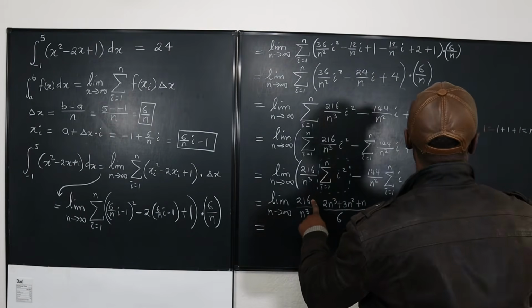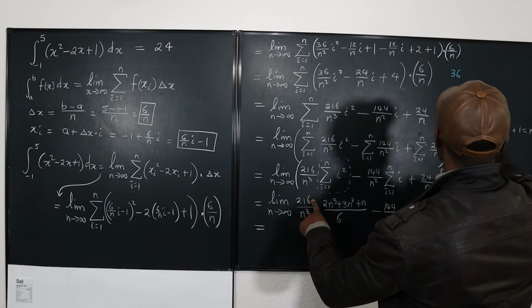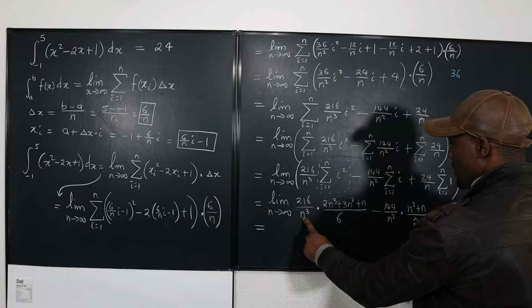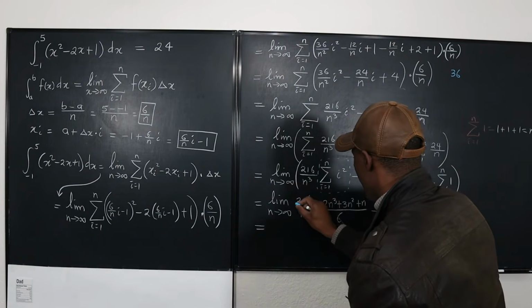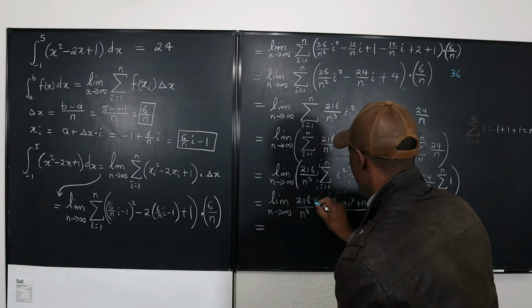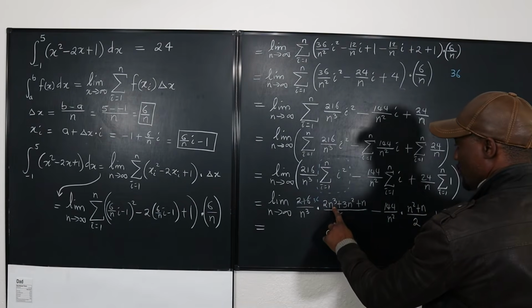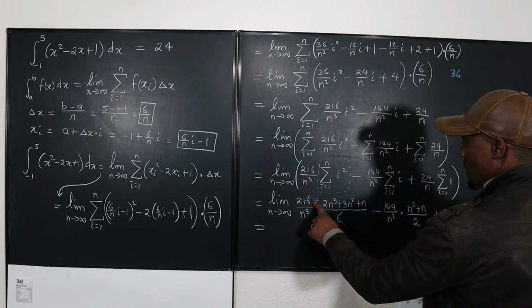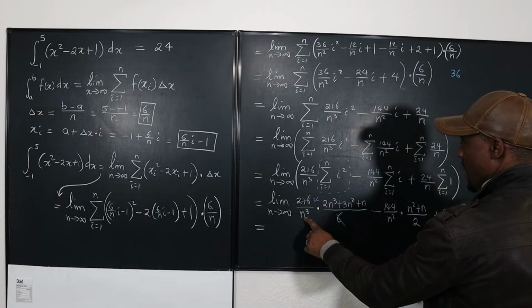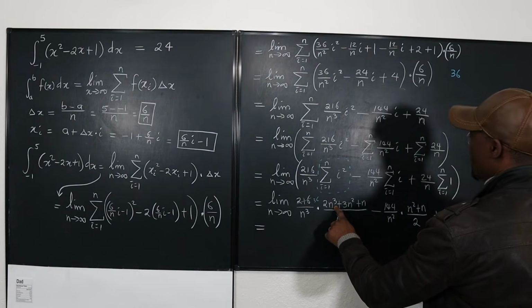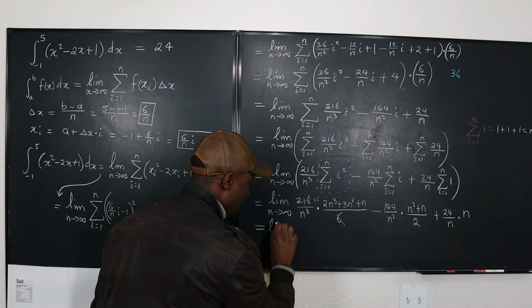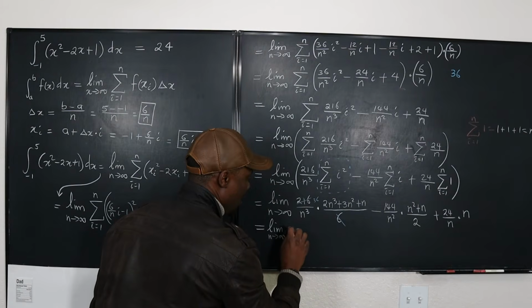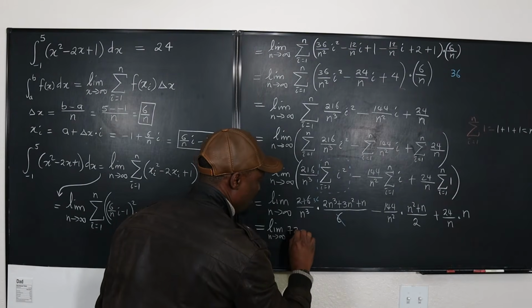Let's use the blue marker. We're going to get 36. So this 6 is gone because now we have 36. Now n cubed will divide 2n cubed. So 36 times 2 is 72. n cubed divides n cubed, you have just 72. So for the first expression, we have the limit as n goes to infinity of 72.